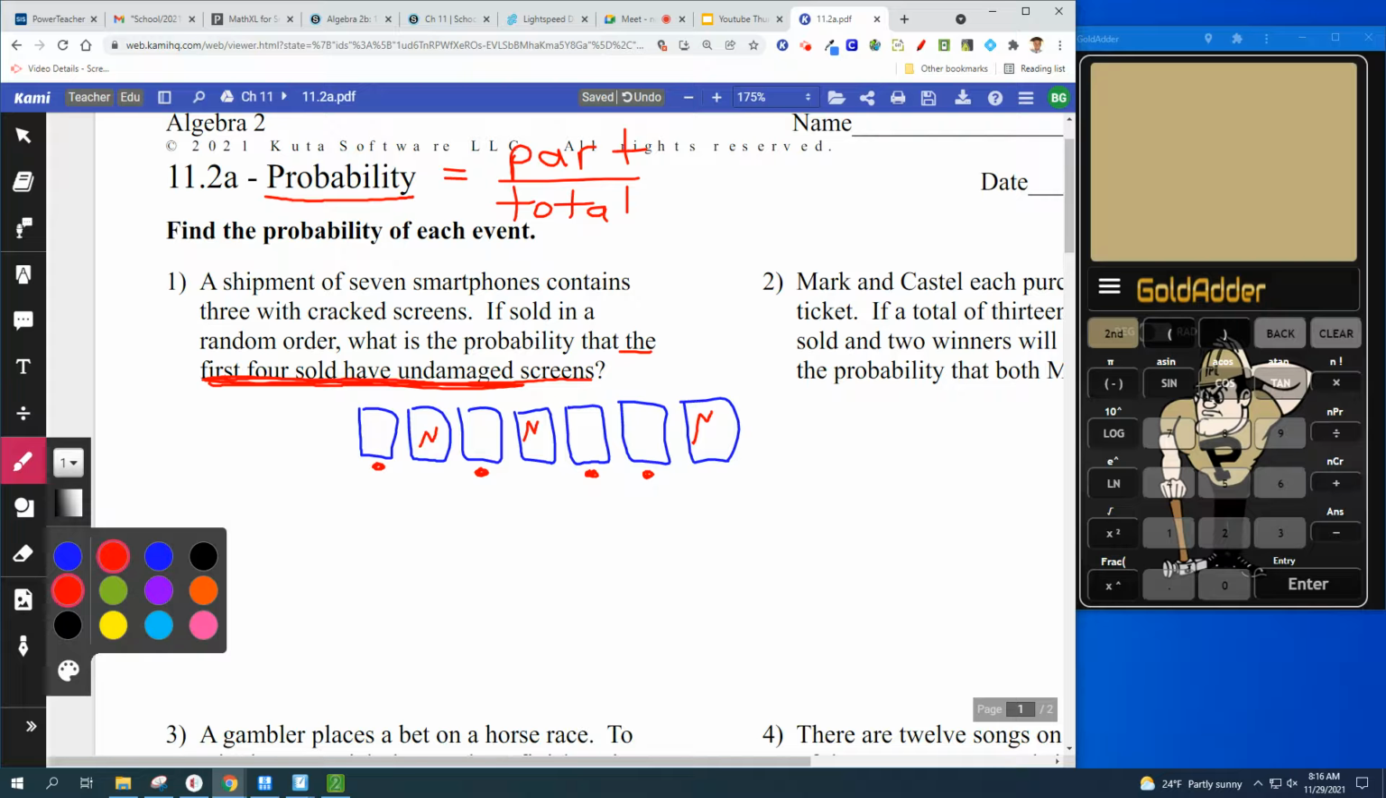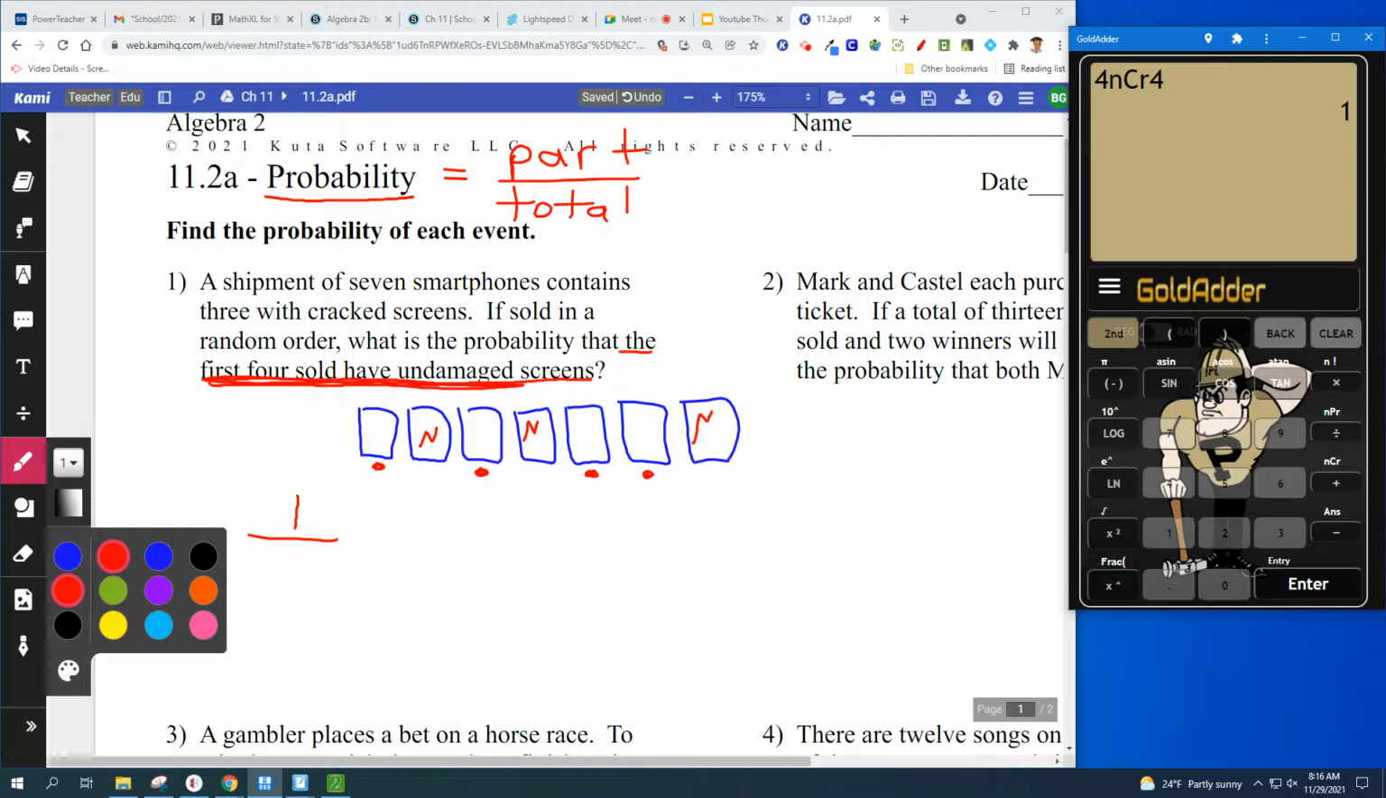So when this is going to be part over total, there's only going to be one way of picking 4 undamaged screens. Now, I suppose you could say out of the 4, we're going to choose 4. In order doesn't matter, so you could say 4C4, but 4C4 is equal to 1. So there's only one way of doing it.